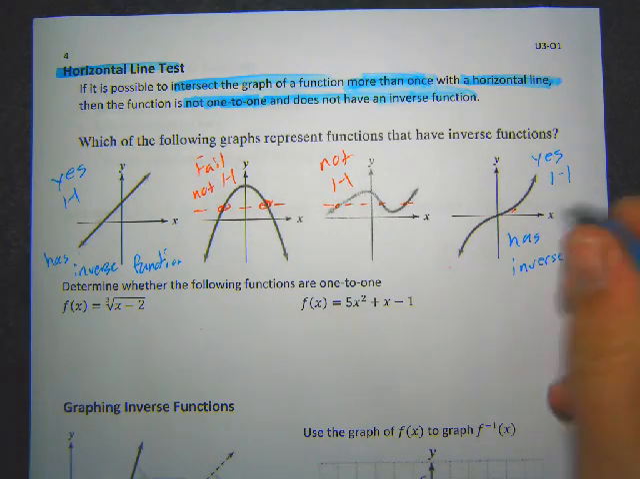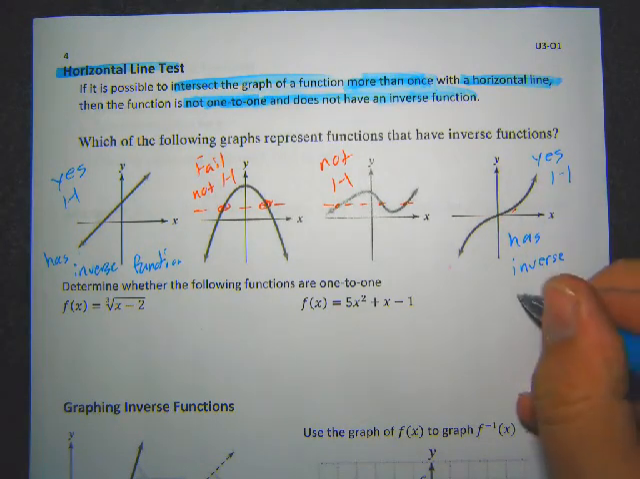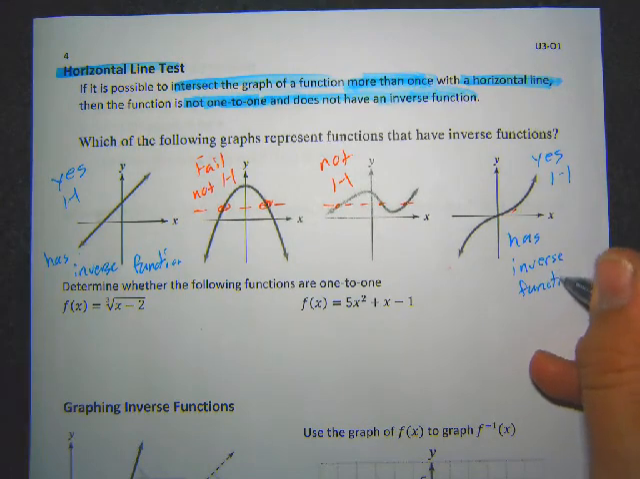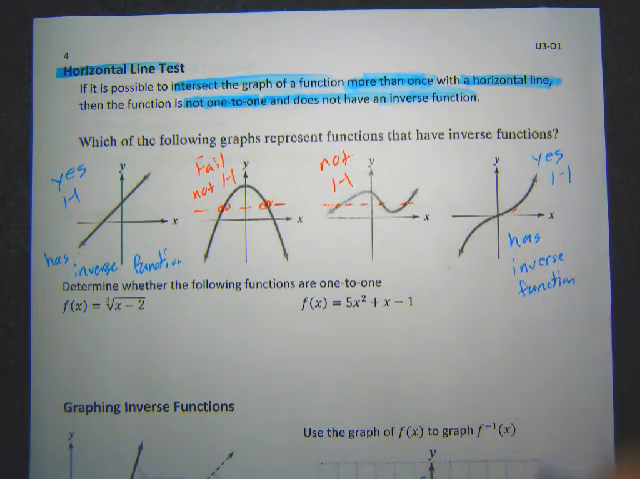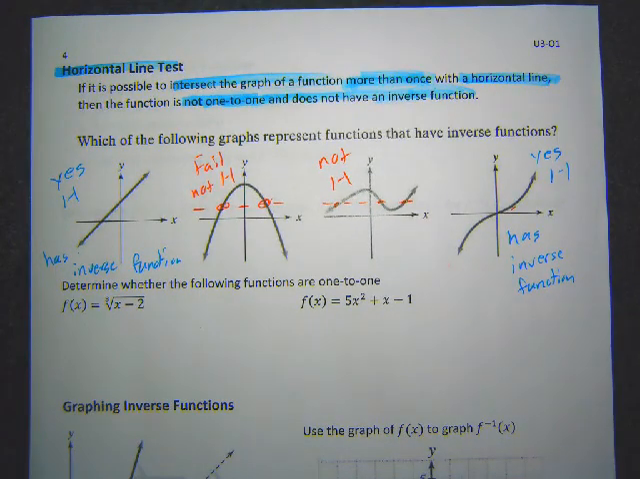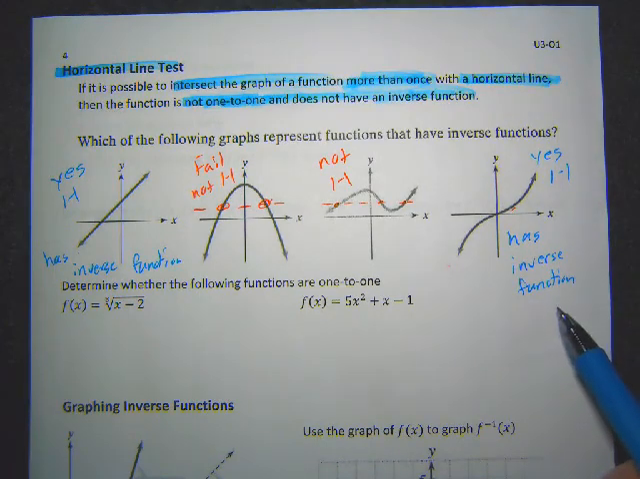So they have inverse functions if they are one-to-one. And again, I don't really care which way we say it, right? You could say this one is one-to-one, or this one has an inverse function. They both mean the same to me, because if it's one-to-one, it has an inverse function and vice versa.